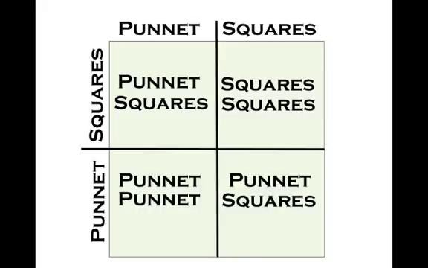Now, in another biocast coming up, I'll talk about what we do when we have multiple traits and try to do a Punnett square with those.